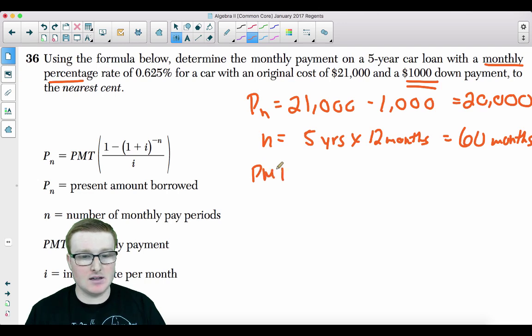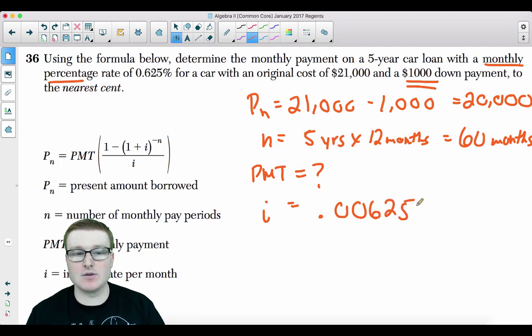Your PMT, which is your monthly payment. That's what we're trying to find. Determine the monthly payment. That's your question mark. And your I, the little I, the interest rate per month, that is 0.00625. Remember, you got to take that percent and put it as a decimal, 0.00625.